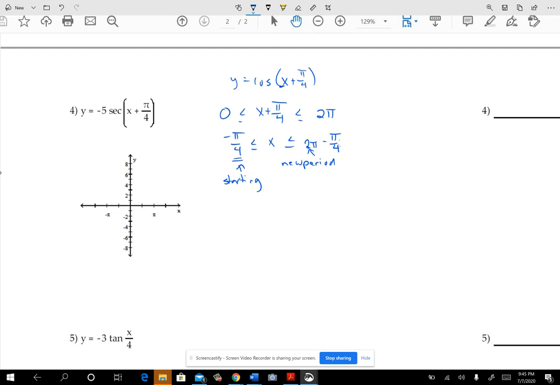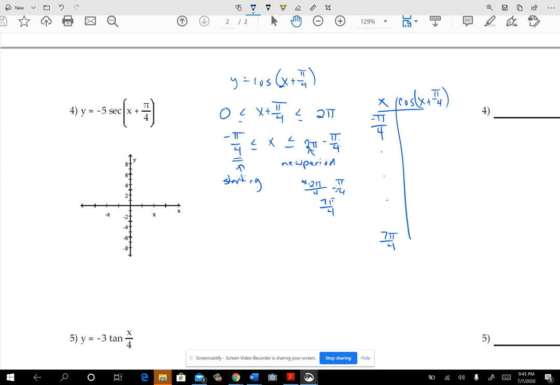So I need a common denominator of 4. So I'm going to multiply the top and the bottom by 4. So that's 8 pi minus pi. That's 7 pi over 4. Okay. So cosine of x plus pi over 4, I'm going to begin at negative pi over 4. I'm going to end at 7 pi over 4. Okay, then halfway in between, and then I'm going to do halfway in between each of those pieces.